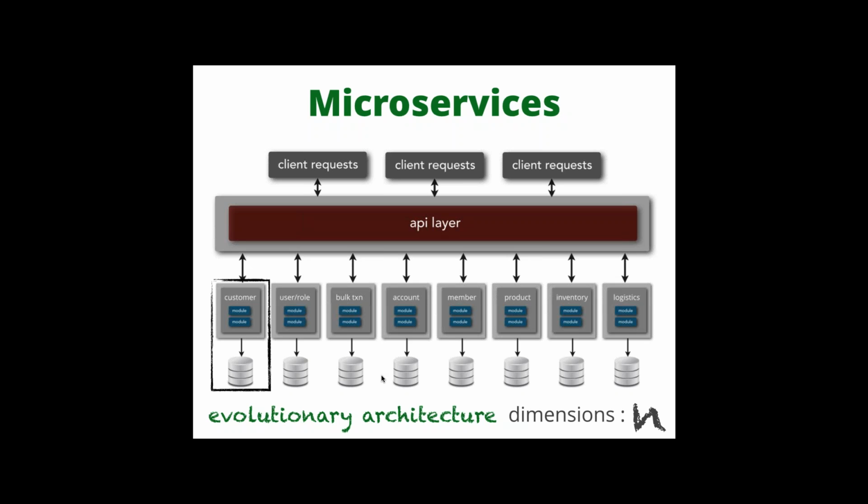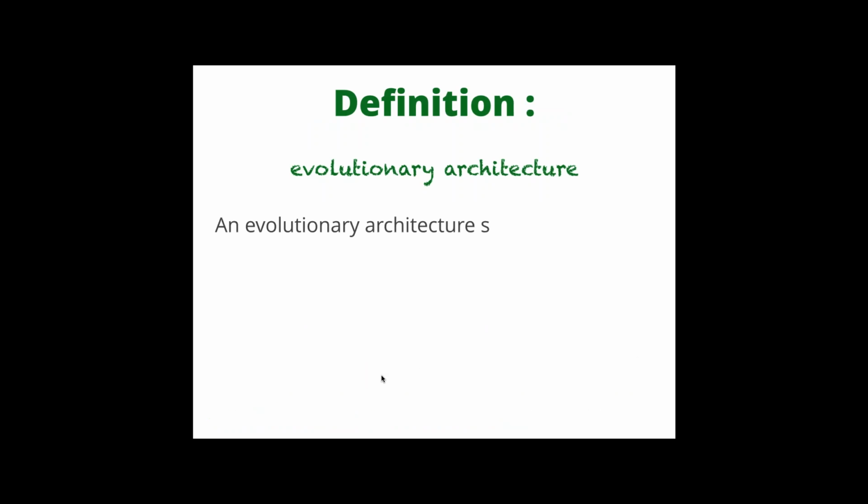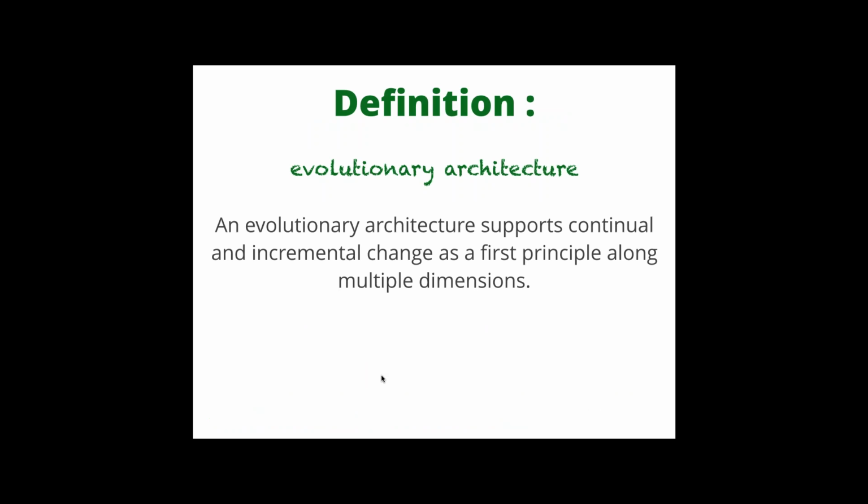And so let's go back to the definition I gave you before. An evolutionary architecture supports continual and incremental change as a first principle along multiple dimensions. And so it can be argued that the purpose of software architecture in general is to allow evolution. What we're interested in are architectures that allow evolution along multiple dimensions, because it gives you some interesting kinds of capabilities. So that's the multiple dimensions part of the definition.